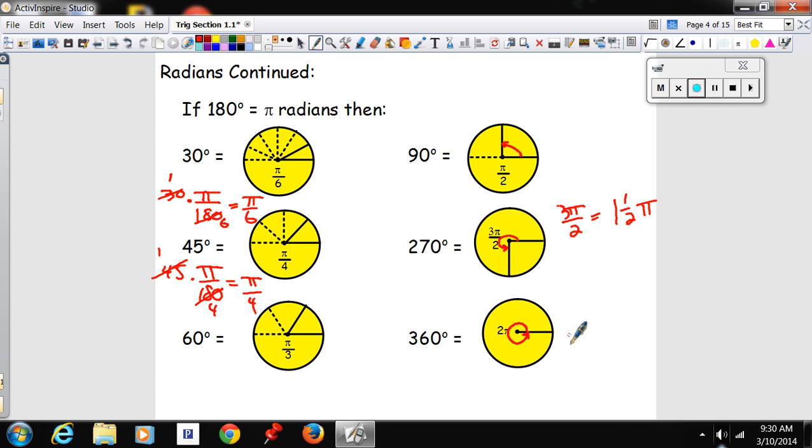So that would be just a look at the common angles. These are the angles that you're going to see the most: 30, 45, 60, 90, 270, and 360. Those are the common angles that you'll see.